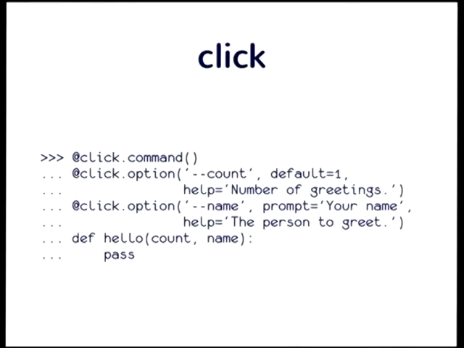At the top, we're declaring that we've got a command here. Below that, we're declaring the options. And lastly, we find the function definition. You'll see that count and name are defined not once but twice, once at the decorator level and again at your function.